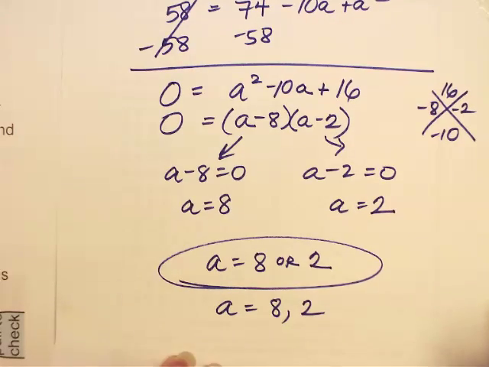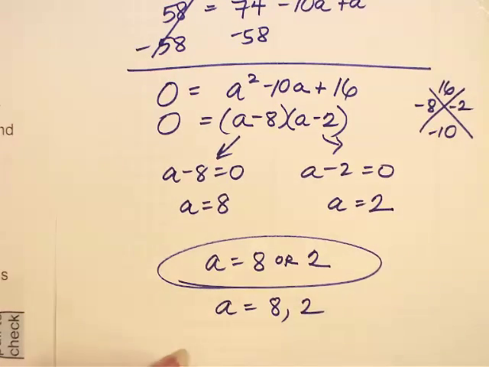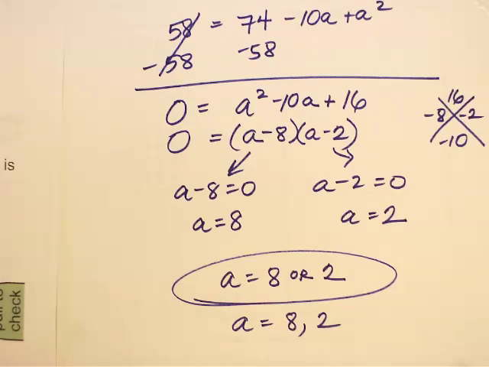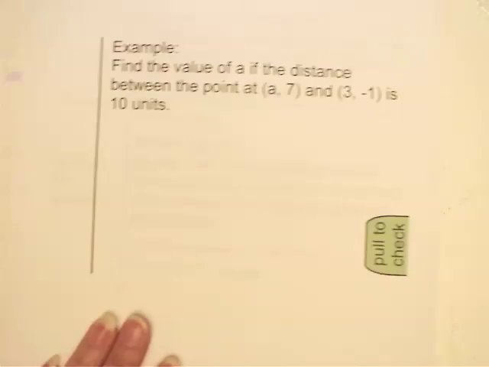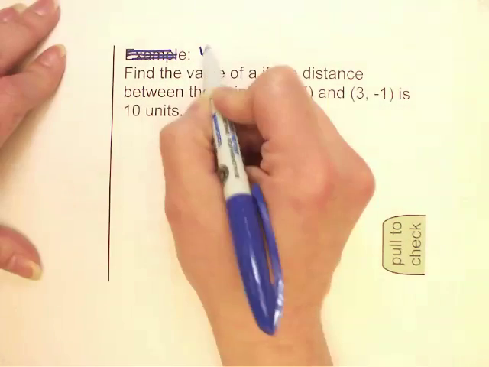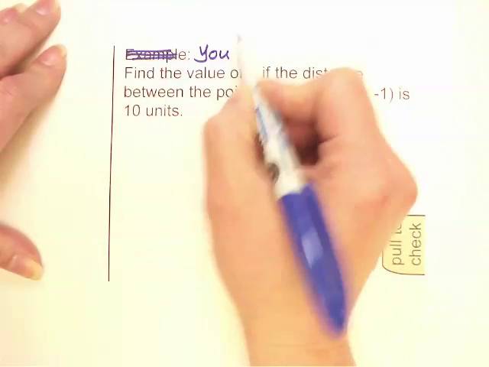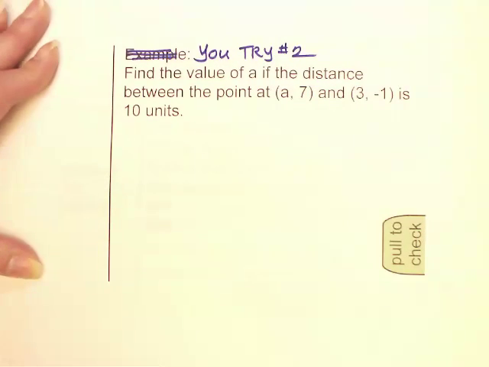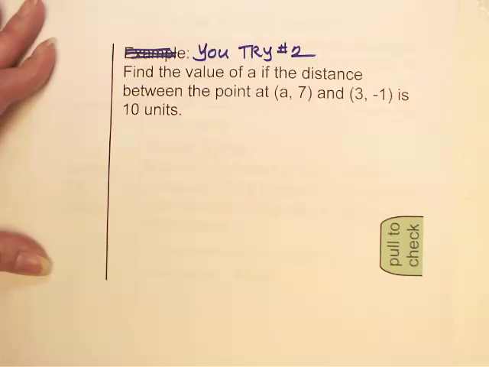So now it's your turn. I want you to go ahead and give this problem a try. Your turn, number 2: find the value of a if the distance between the point a comma 7 and 3 comma negative 1 is 10 units.